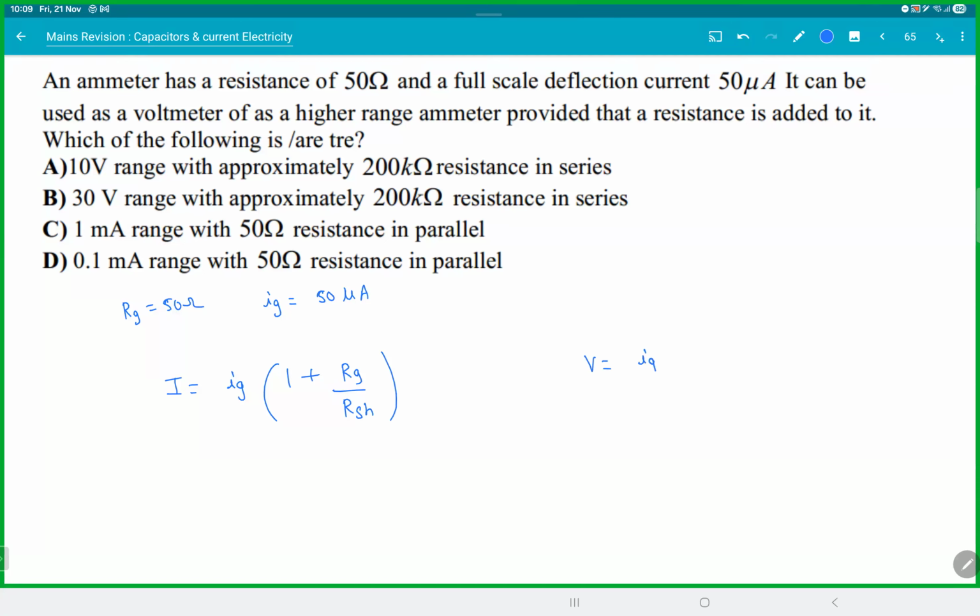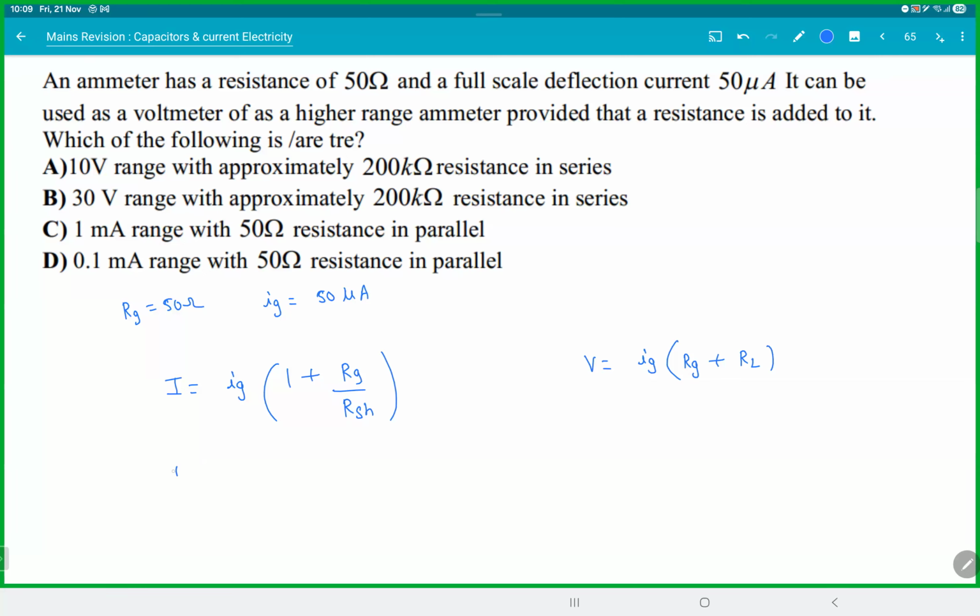Voltage will be Ig into Rg plus RL. The formula should just come out naturally. Getting it? Then you'll be able to handle these questions in less than a minute. You will have time. You can finish all the paper fast. Because you need that same kind of speed for BITS also and other exams also. Advanced is the only exam where you get a little more time. So you're done. Substitute everything, then you'll get the answer.